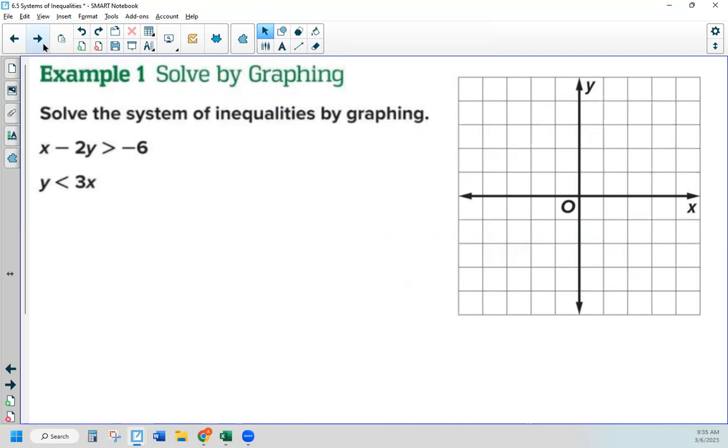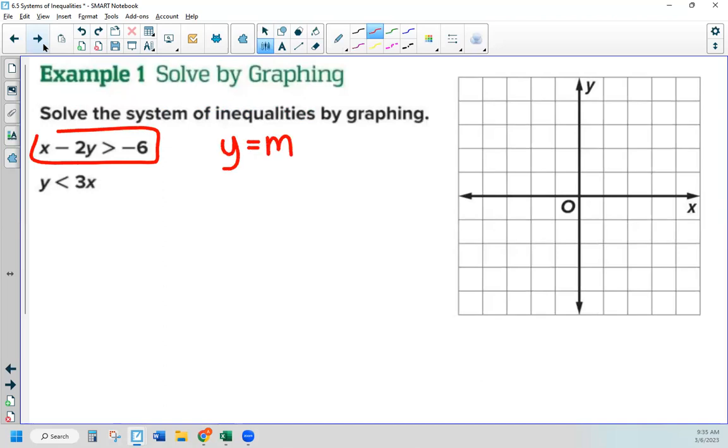All right, what do we do to graph? Well, we need to go ahead and put everything in slope-intercept form. Remember that slope-intercept form is y equals mx plus b. I know we're not using equal signs, but we're writing it right now just so we can talk about the form. So if I want to grab x minus 2y is greater than -6, and I want to put it in slope-intercept form, I would have to take the x to the other side.